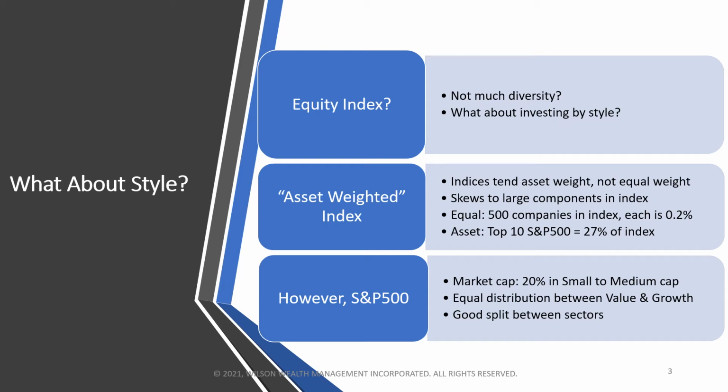Now, if your investment preference is value stocks and you want to overweight, you'd want to add another investment that focuses on value to overweight that particular area. Same if you prefer growth. But just within the index, you do get a mix of value and growth stocks. There's also a great split between industries, between sectors, which also gives some diversification benefits.